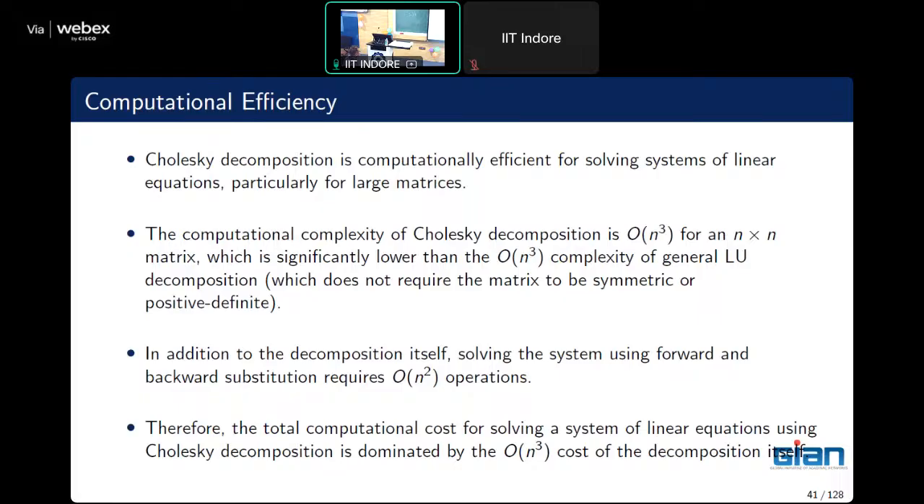Okay. The computational efficiency: how is this Cholesky decomposition computationally efficient for solving systems of linear equations, particularly for large matrices? Because this positive definite matrix sometimes is a well-conditioned matrix, but it is not always true. There are examples of symmetric and positive definite matrices that are ill-conditioned. I will tell you later part of this. It's called the Hilbert matrix. That is symmetric and positive definite, but it is ill-conditioned. If it is not ill-conditioned, in that case, the Cholesky will give you the correct answers.